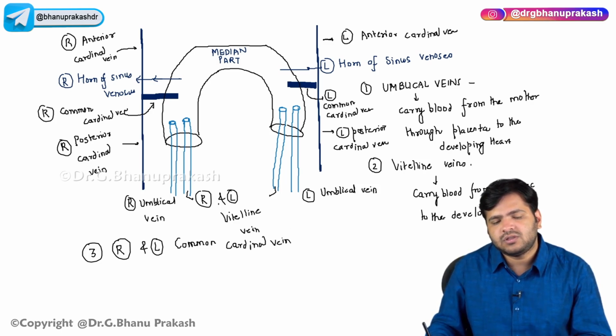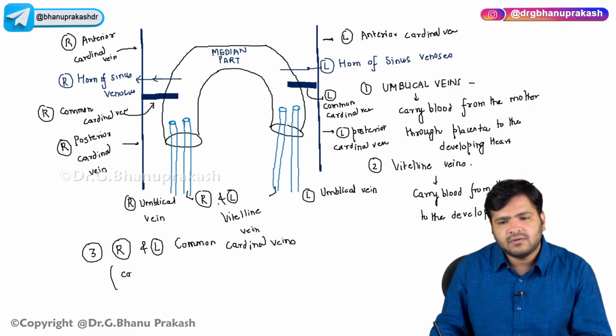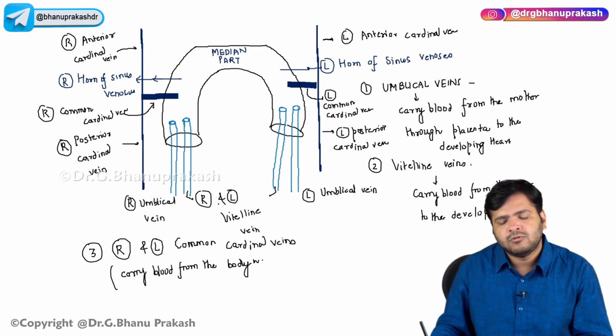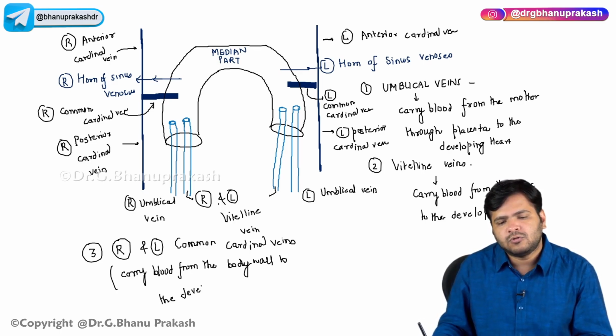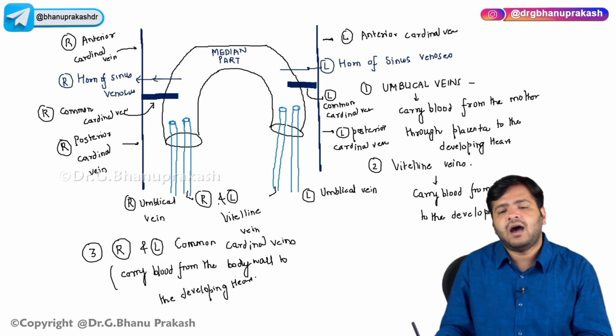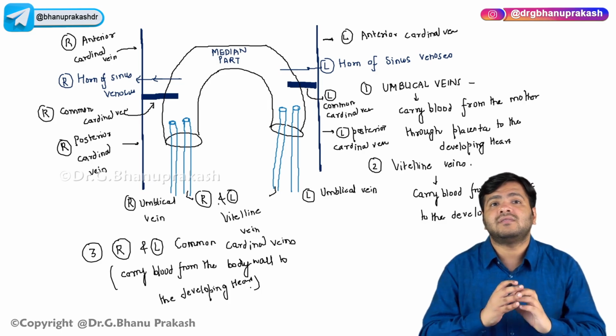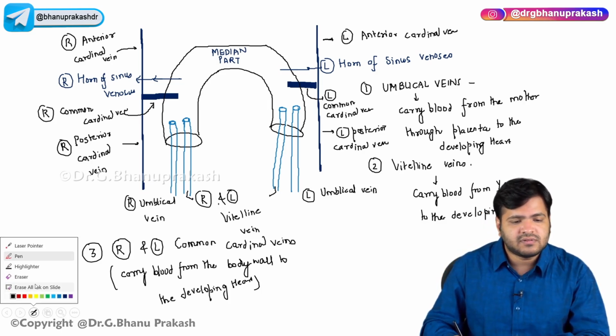So basically what they will do, they carry blood from the body wall to the developing heart, right? So the developing heart is receiving the blood from three sources.